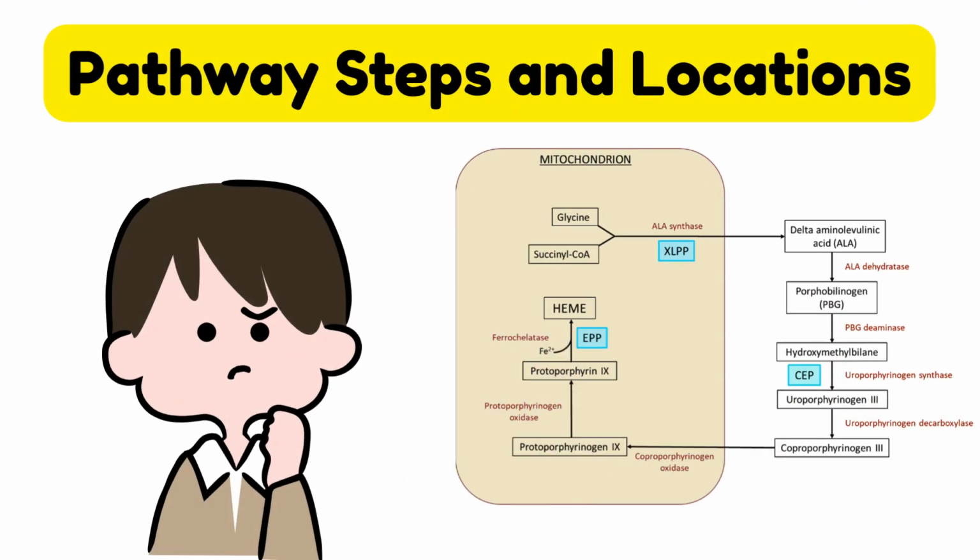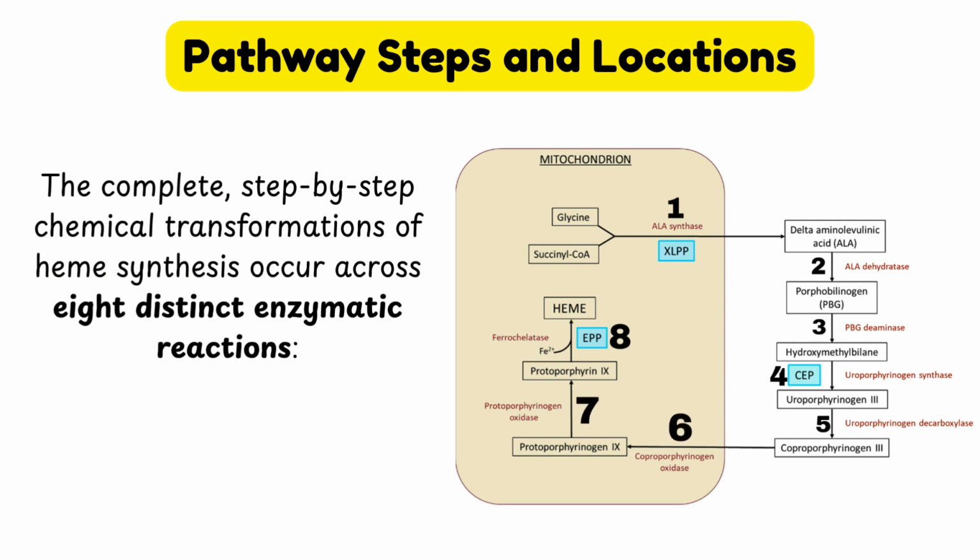Let's discuss the pathway steps and locations of heme synthesis. The complete, step-by-step chemical transformations of heme synthesis occur across 8 distinct enzymatic reactions.